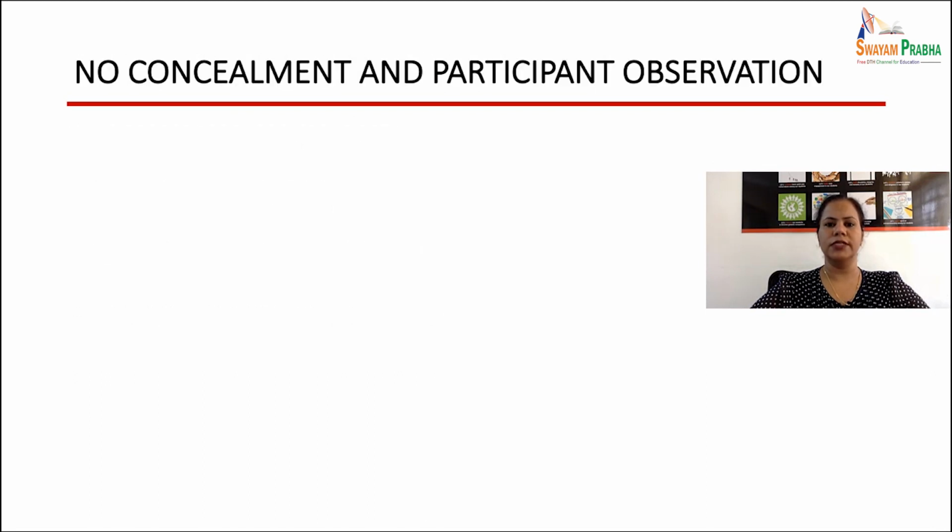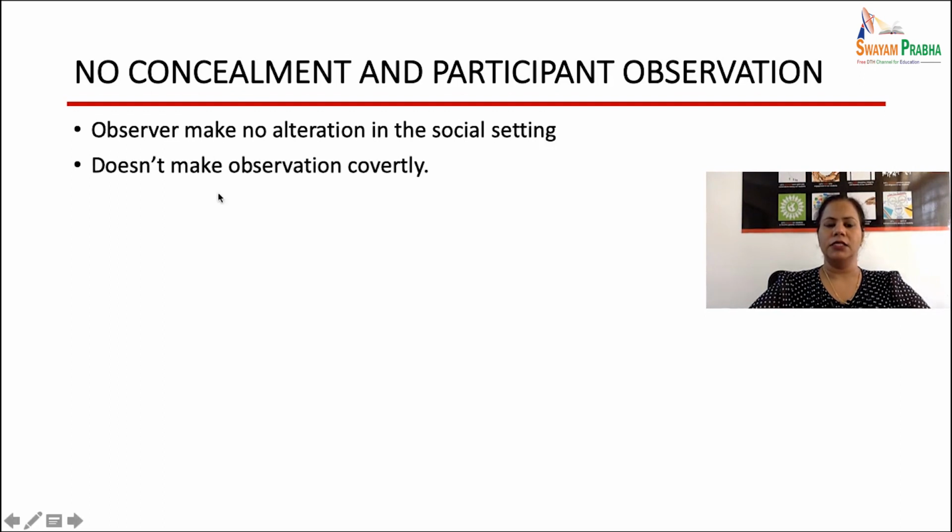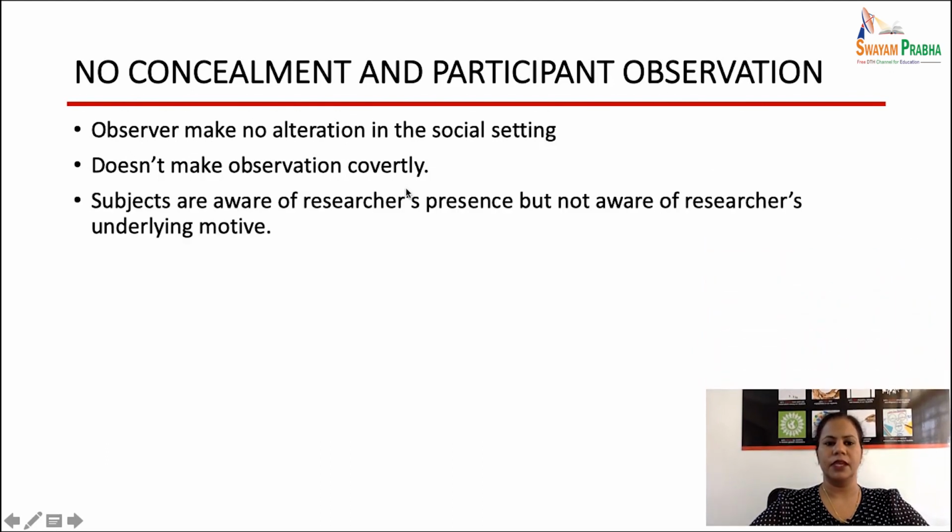First one is no concealment and participant observation. Here the observer makes no alteration in the social setting. So the observer is not making any alteration in the social setting. Things will be observed in the same way as they happen in the natural or social setting, and the observer does not observe covertly. So here concealment is not there. There is no concealment, and subjects are aware of the researcher's presence.